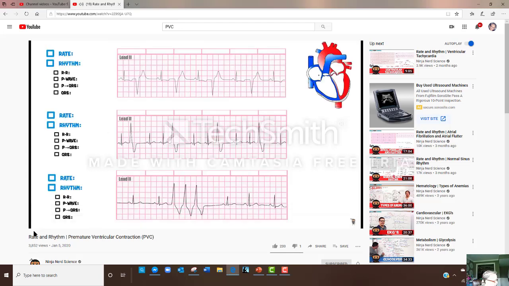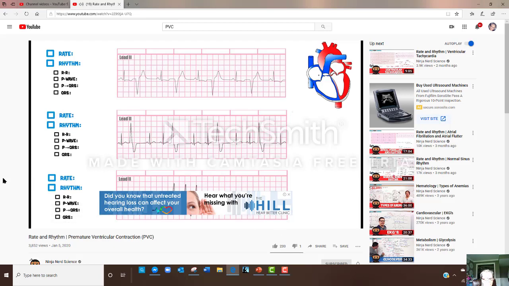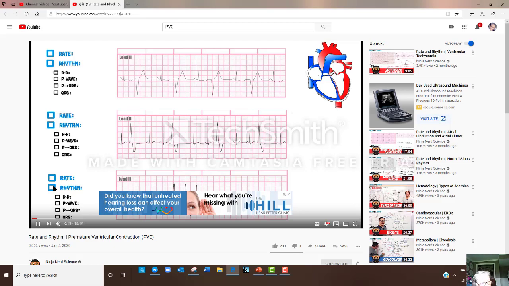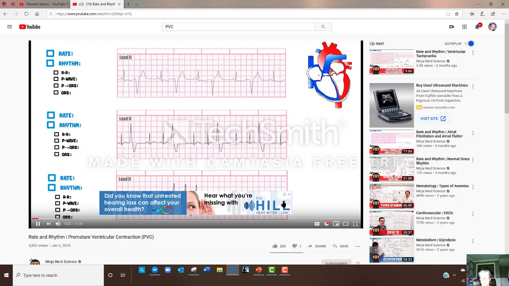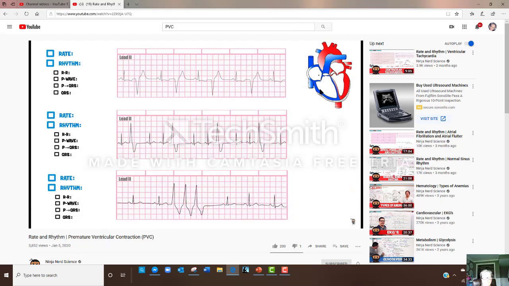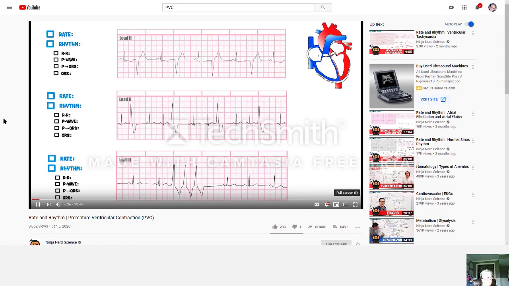All right, let's go ahead and move on now. We already talked about PACs, premature atrial contractions. Now what we're going to do is determine the rate and rhythm for PVCs, premature ventricular contractions. So how to notice them, how to determine the rate, how to determine if there's a specific pattern to them.